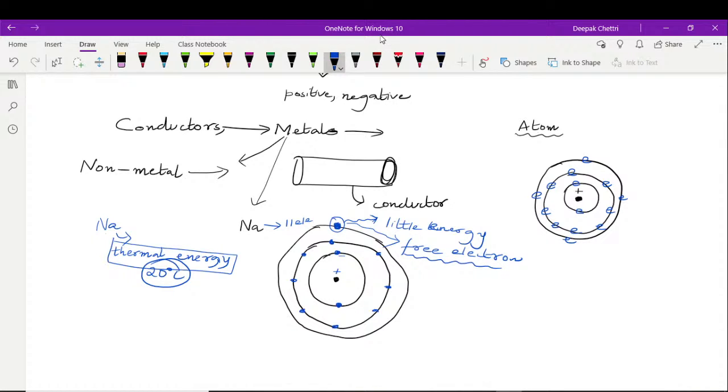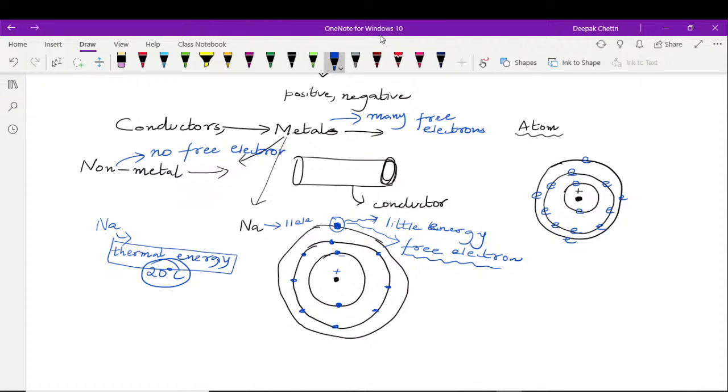So, that is the difference between a metal and a non-metal. What happens in metal? You have lots of free electrons. Metals have many free electrons, okay, but that is not the case with non-metals. Non-metals do not have many free electrons. They are mostly bounded to the atom, right. No free electrons. Okay, so that is the case.